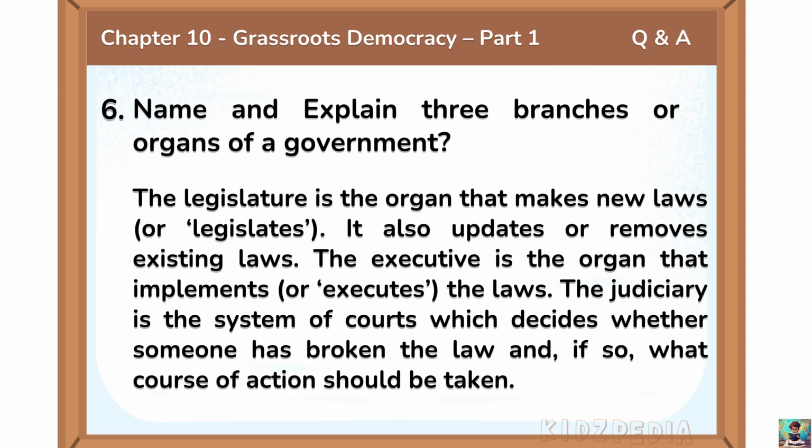Name and explain 3 branches or organs of a government. The legislature is the organ that makes new laws or legislates. It also updates or removes existing laws. The executive is the organ that implements or executes the laws. The judiciary is the system of courts which decides whether someone has broken the law and if so, what course of action should be taken.